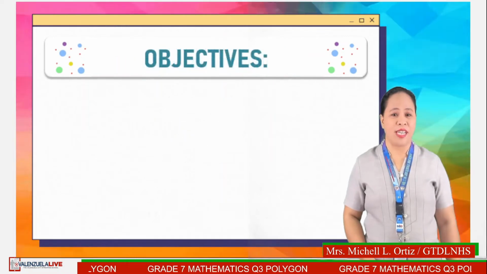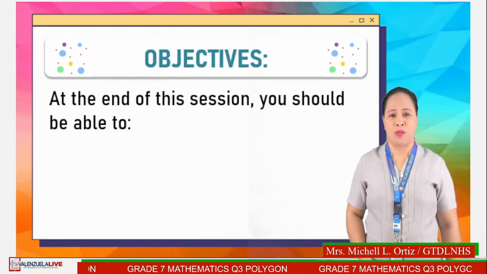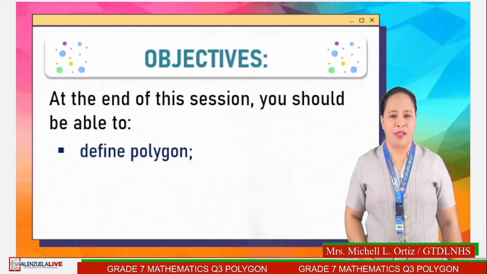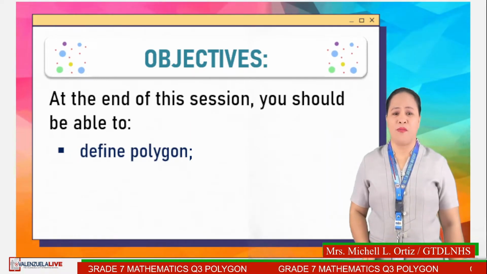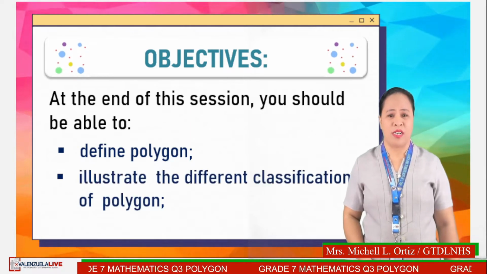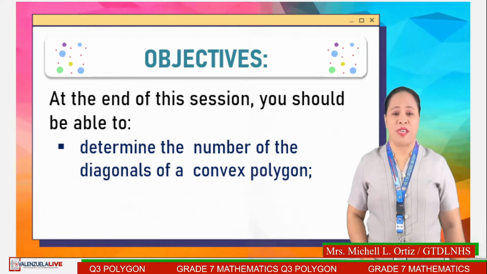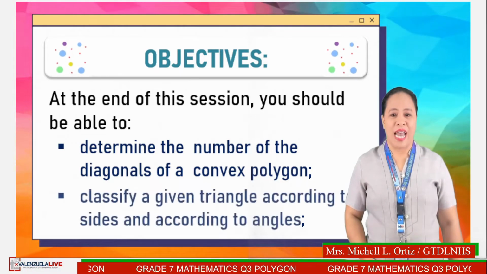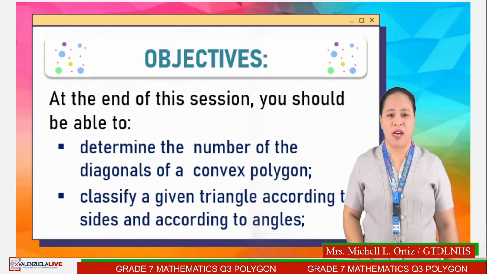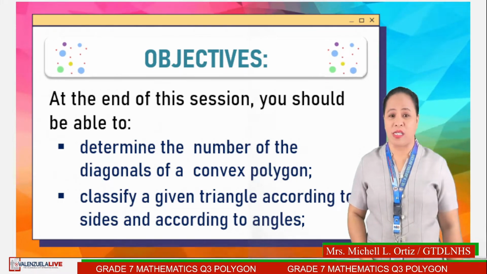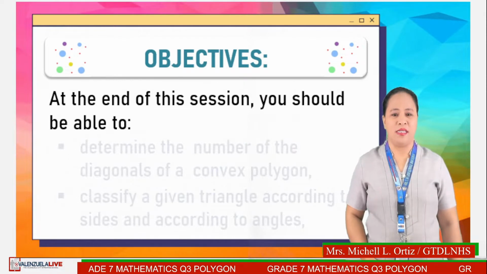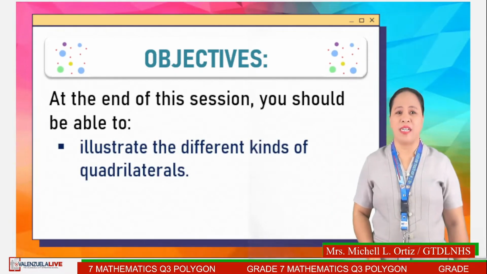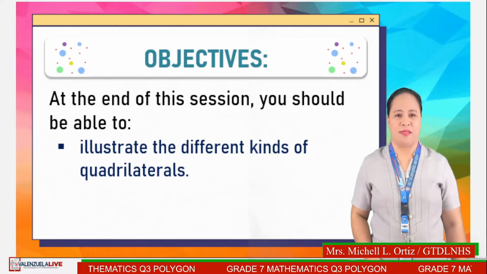At the end of this session, you are expected to define a polygon, illustrate the different classifications of polygons, determine the number of diagonals of a convex polygon, classify a given triangle according to sides and according to angle, and illustrate the different kinds of quadrilaterals.